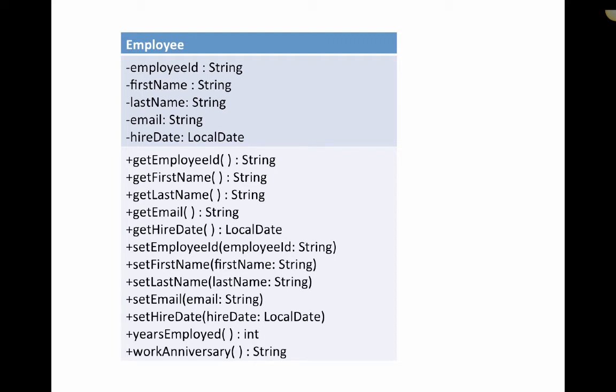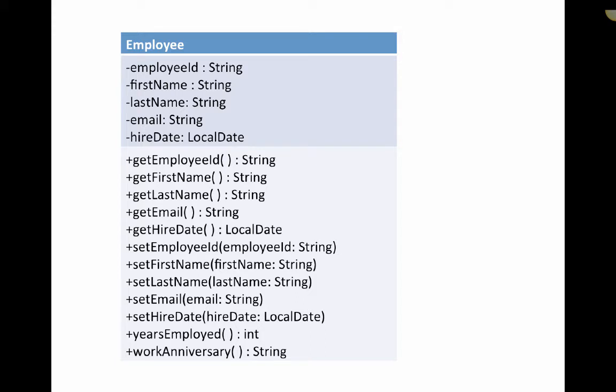The first step to creating classes in Java is to take time and create a class diagram so you know what the class is going to hold. This is a class diagram for an employee class. We're going to have instance variables of employee ID, first name, last name, email, and hire date. And we'll have methods to get and set all of those variables for us. And we'll also have two additional helper methods, years employed and work anniversary, that we'll implement as well.